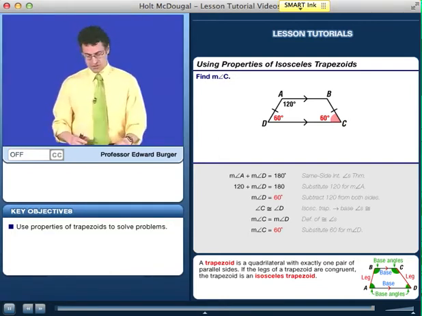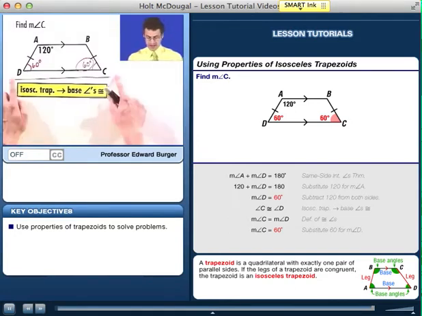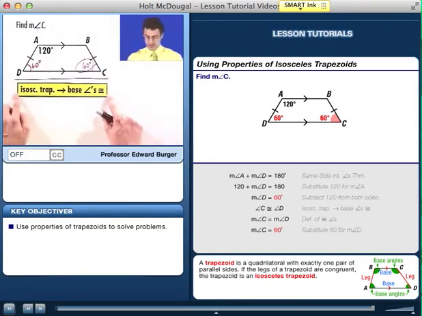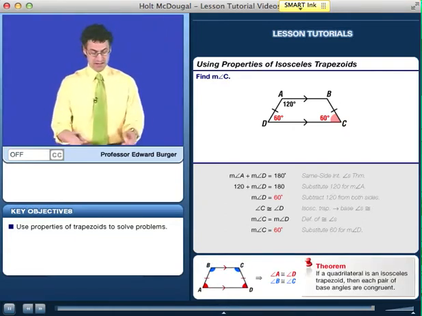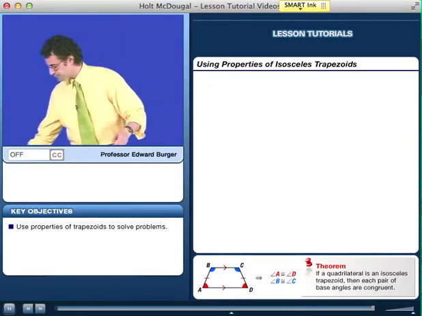Lots of structure to an isosceles trapezoid. What property am I using? I'm using the property that an isosceles trapezoid has the feature that the base angles are congruent. The base angles are congruent. And just like an isosceles triangle in a way, so that's why they have a similar name. Okay, hey, let's have some more fun.